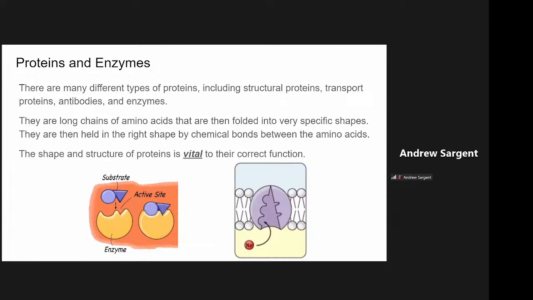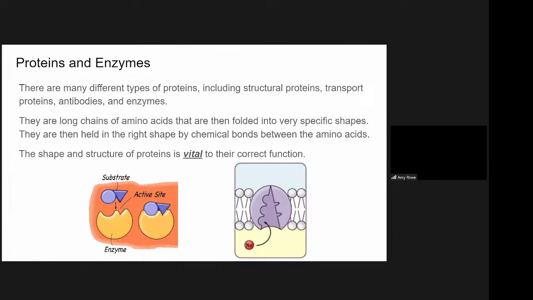Cool. All right. So proteins and enzymes. There are many different types of proteins, such as structural proteins, antibodies and enzymes, that are important for the cell's processes. Proteins are long chains of amino acids that are then folded into very, very specific shapes, and they're held in that correct shape by chemical bonds that form between the amino acids. And the shape and structure of proteins is vital to their correct function.